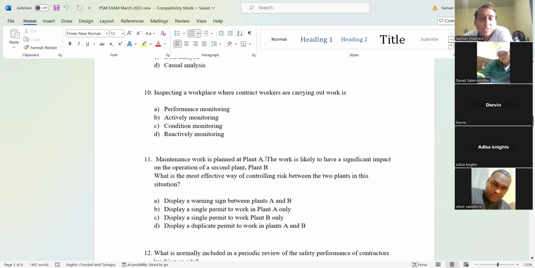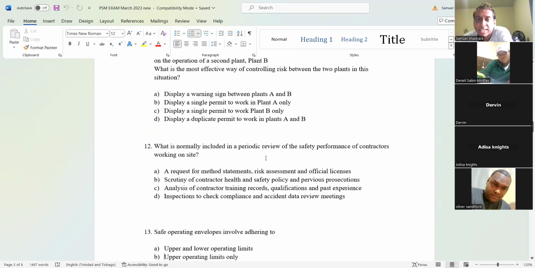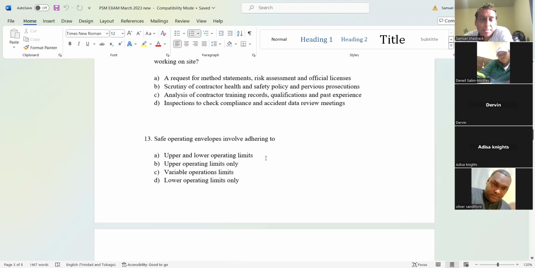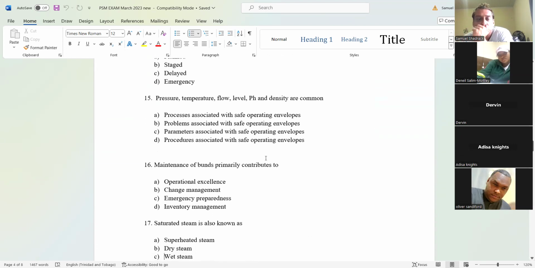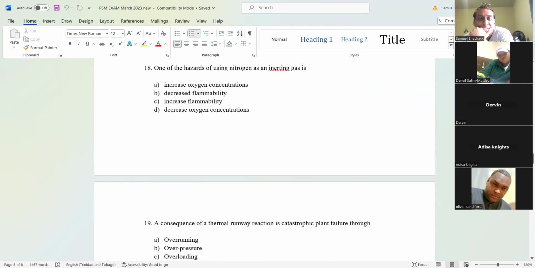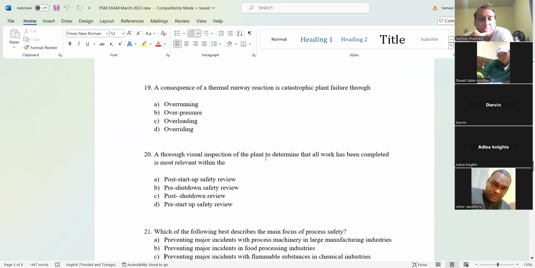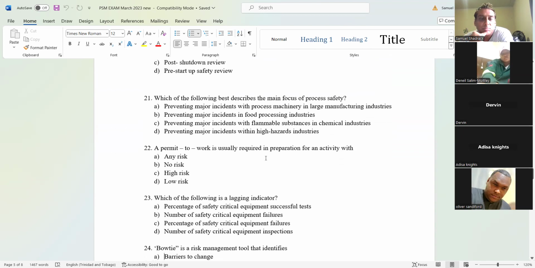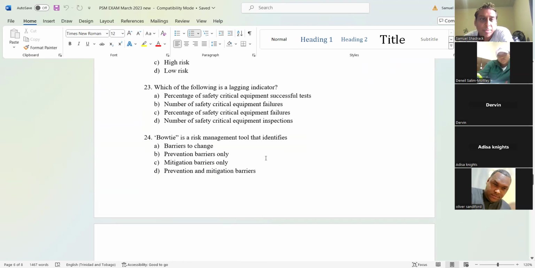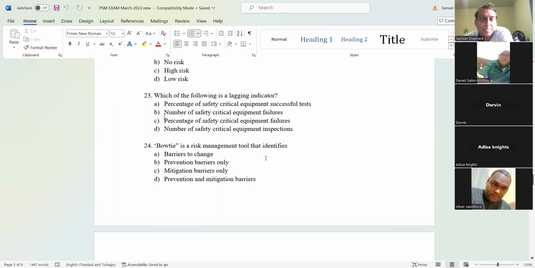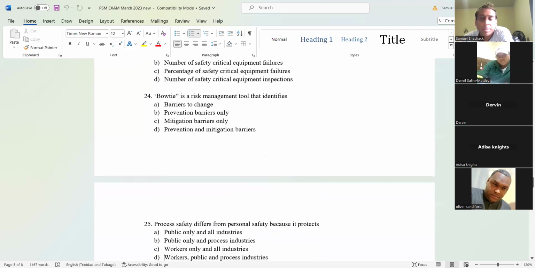Going down. If you have this paper, you all can give it a try. I see nothing too much. Okay, look at another question on Bowtie there, number 24.